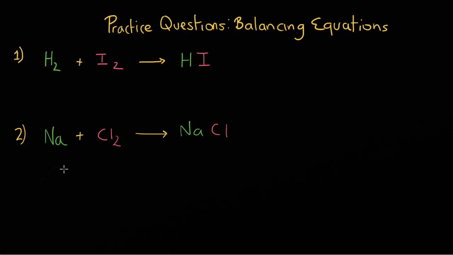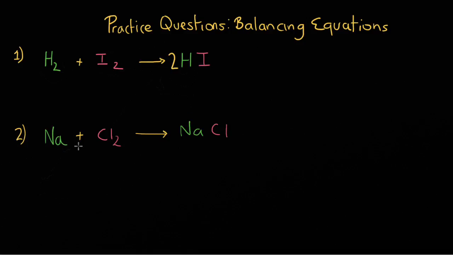Okay, so I'm assuming you've had a go and you want to see how you fared. Well, first question up. We've got two hydrogens on the left, two iodines on the left, and we've only got one of each on the right. So this is a really basic one. We're just going to put a number 2 there, and that balances both the two hydrogens on the left and the two iodines on the left as well. So the equation now is balanced.